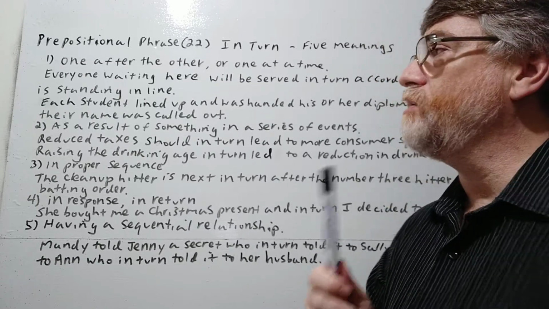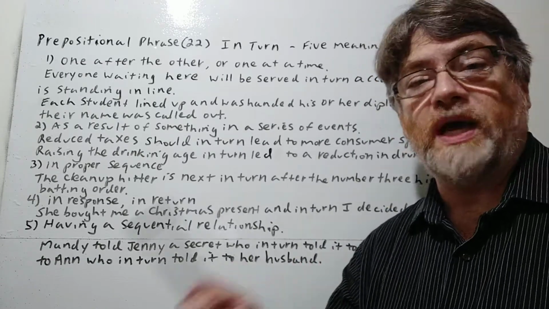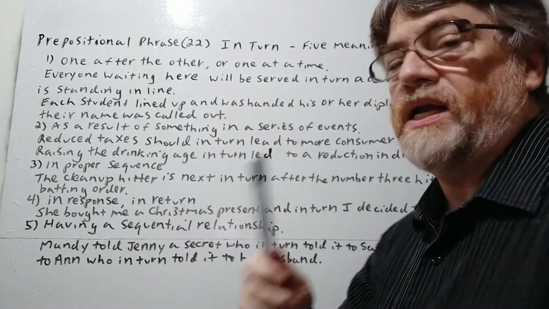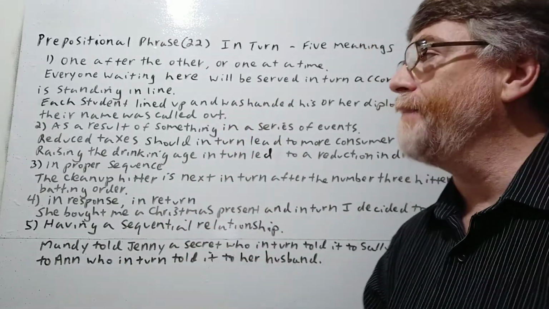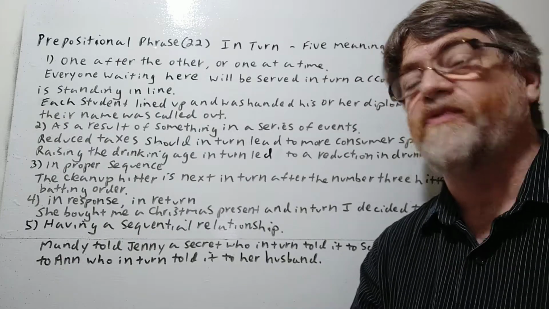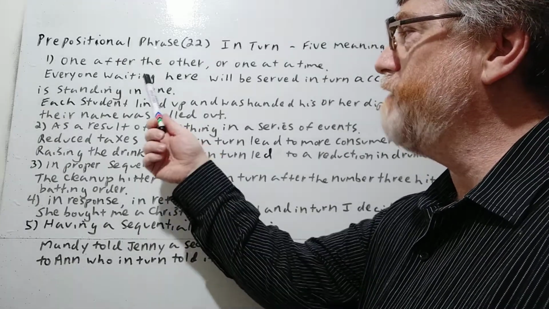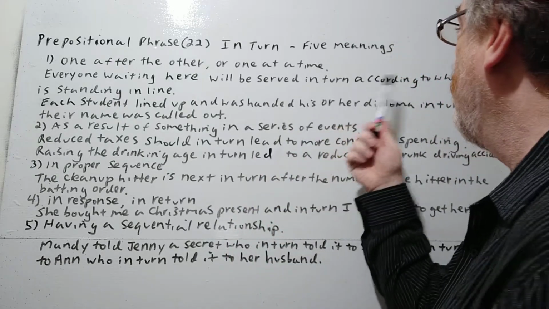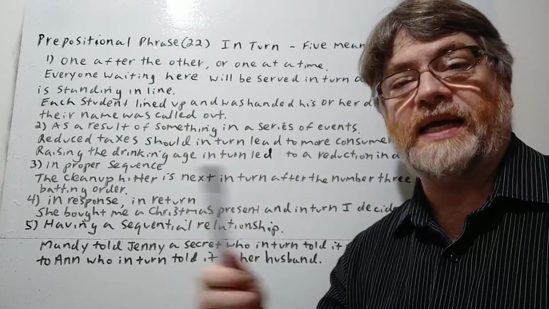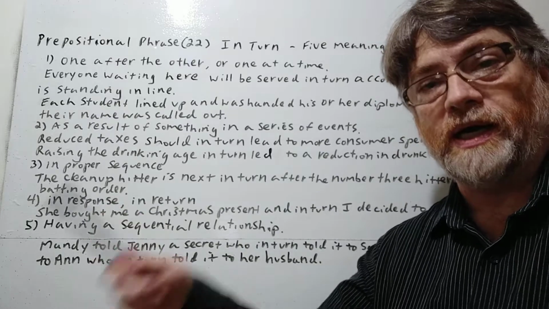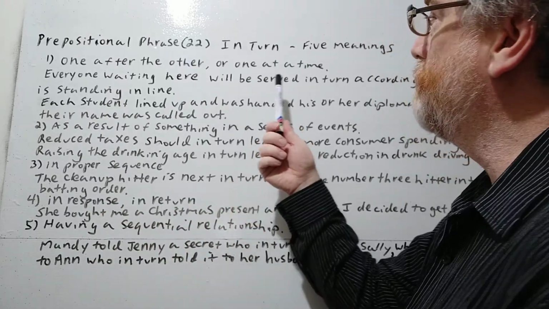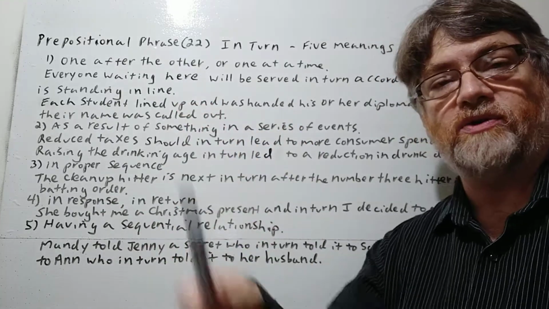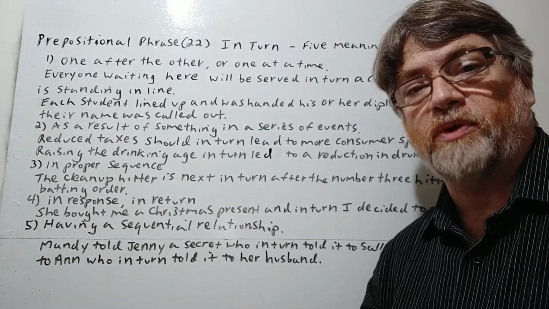The first meaning and use is this: one after the other, or one at a time. So it could be used to mean that. And here's the first example for that one. Everyone waiting here will be served in turn, according to where one is standing in line. So you're going to be served one at a time, one after the other. As soon as one happens, then you're going to serve the other person.